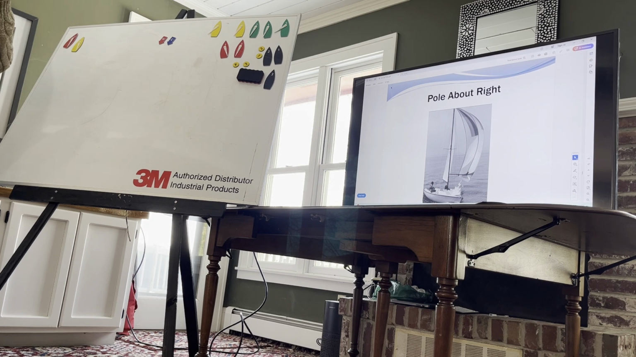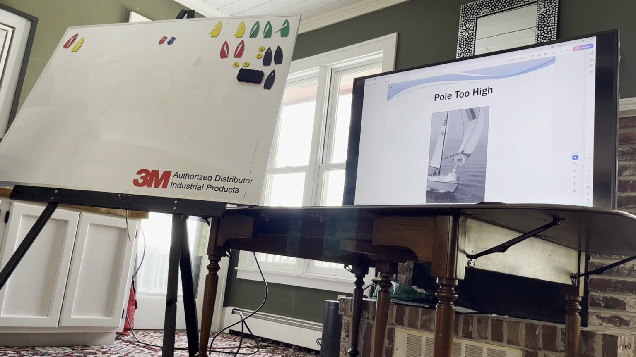So as you're sailing downwind, get the pole where it's supposed to be, so your clew heights are even, and then mark it. And then the shoulders are square at the top of the chute. We're getting to that. So the first thing is pole high, pole low, about right, and you mark that with the topping lift.